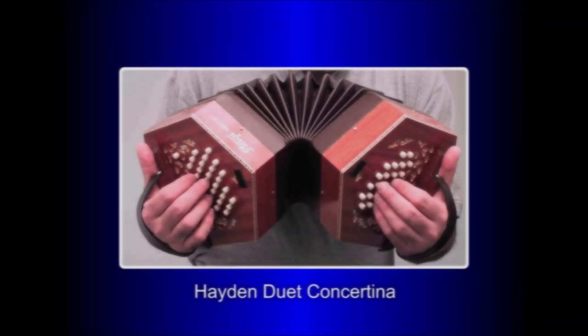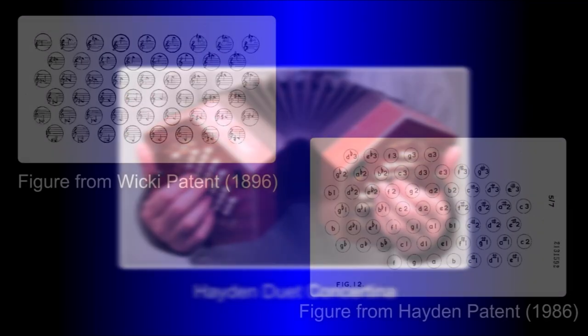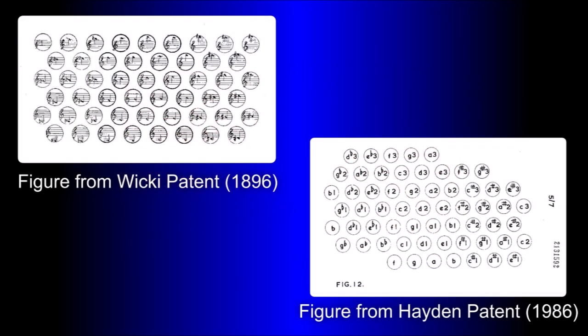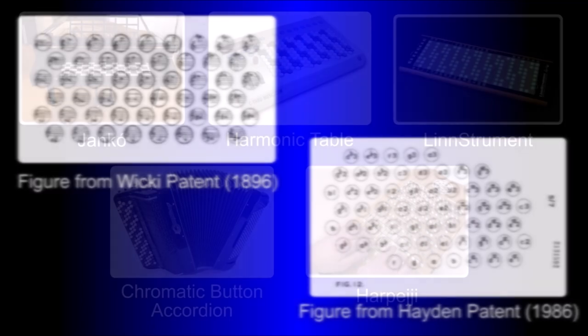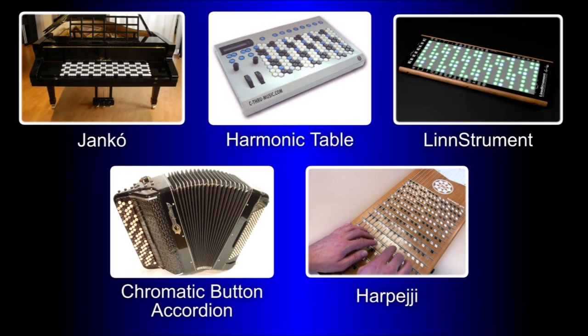The unorthodox key layout is an arrangement known as Wicki-Hayden, named after Swiss inventor Caspar Wicki, who patented it in 1896 for use with the bandoneon, and Brian Hayden, an English concertinist who independently discovered and also patented the layout in 1986. It's actually one of many so-called isomorphic or generalized key layouts, which arrange musical intervals so that scales and chords conform to the same shapes and patterns regardless of which key they are played in.